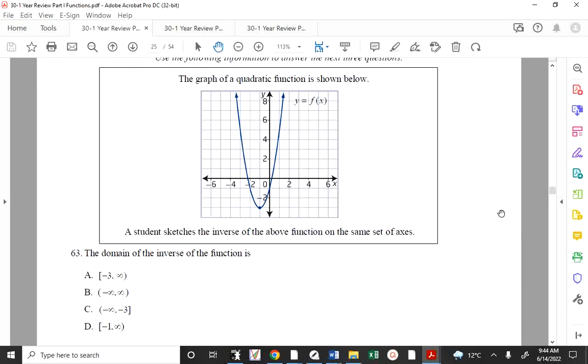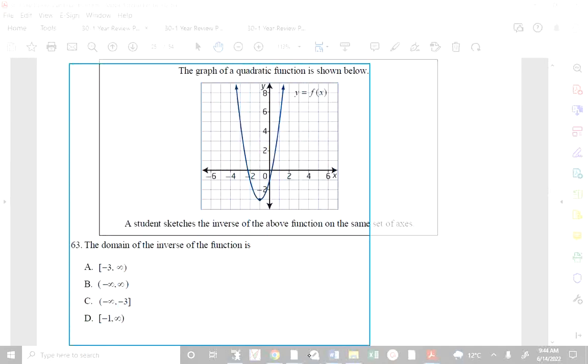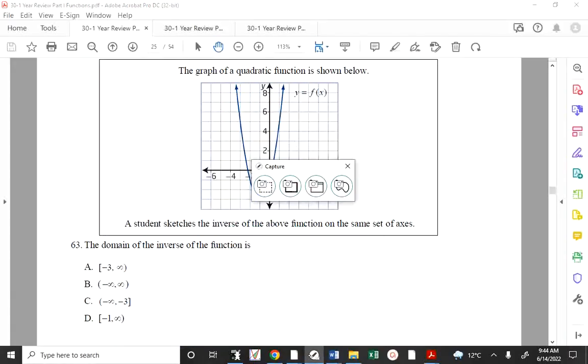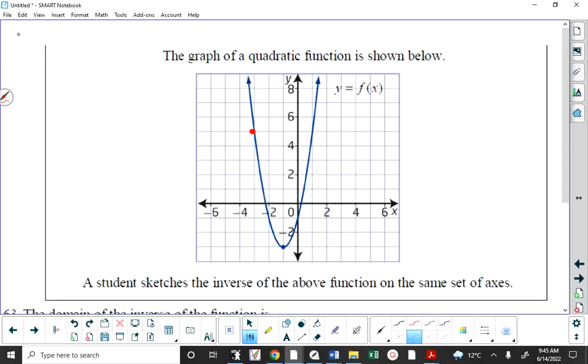So we are after the domain of the inverse of this. One very, very useful thing with regards to inverses of relations is that when you do an inverse, you're swapping out x and y. What this means is if you wanted to plot the inverse, you could start taking points like this point here, which is at -3, 5, and you could flip those numbers and plot 5, -3. But that's not what you want to do to answer the question.